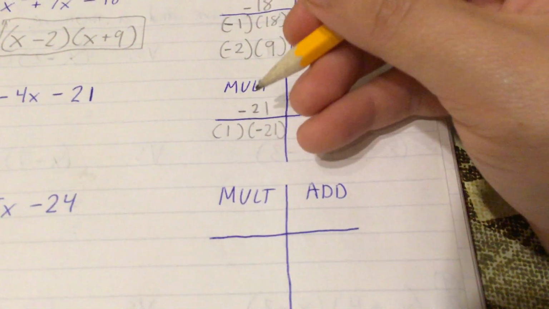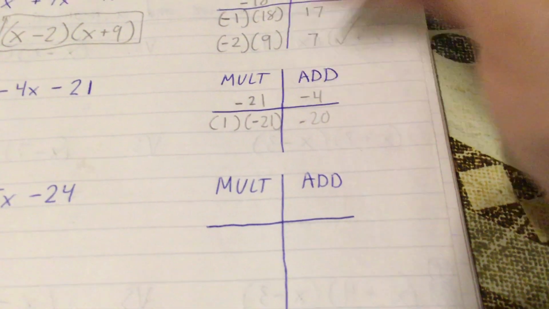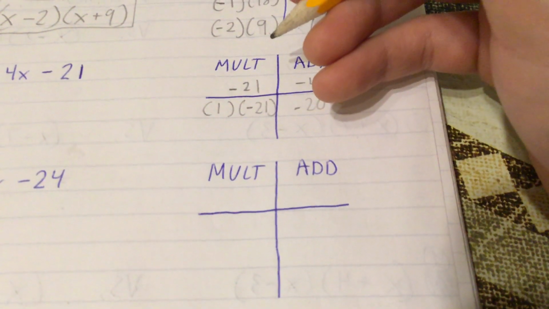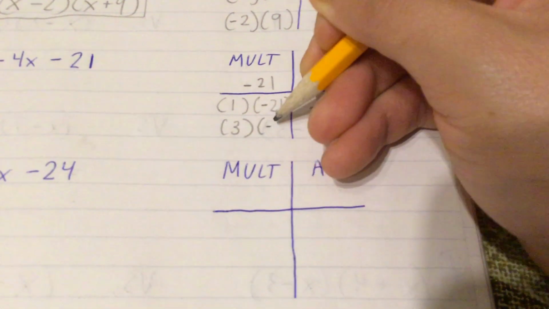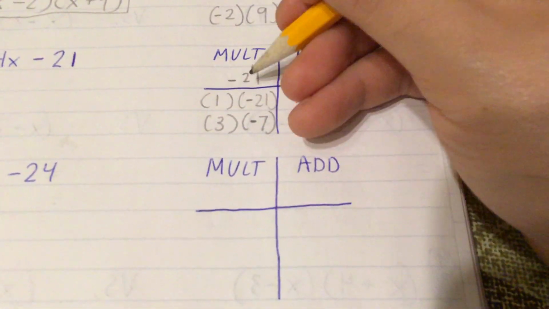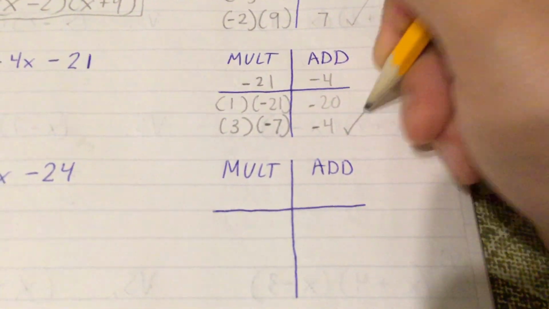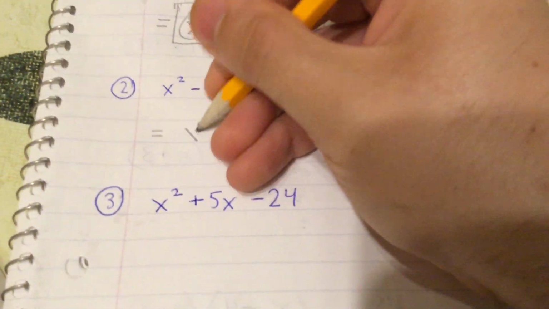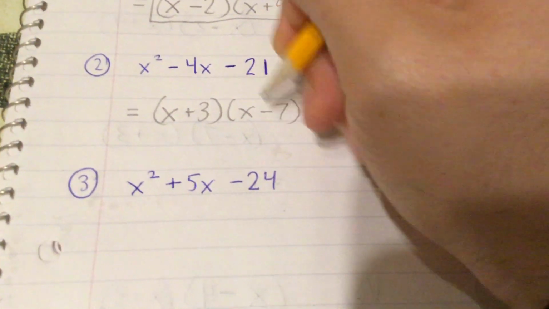No. Let's try 21 divided by 2. Well, 21 divided by 2 is 10.5. It's a decimal, so forget about it. Let me try 21 divided by 3. Is that going to work? Yeah. So let me try 3 and negative 7. 3 times negative 7 is negative 21. 3 plus negative 7 is negative 4. We win. So therefore, how do we factor this? X plus 3, x minus 7.